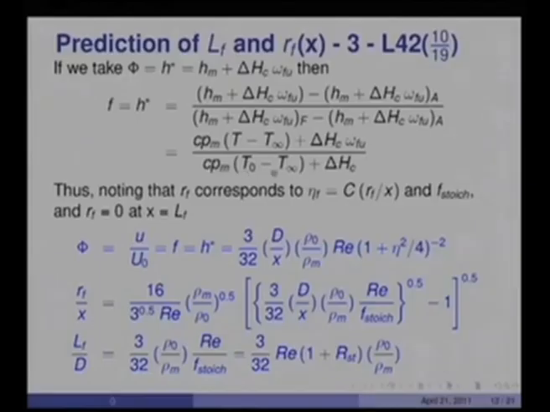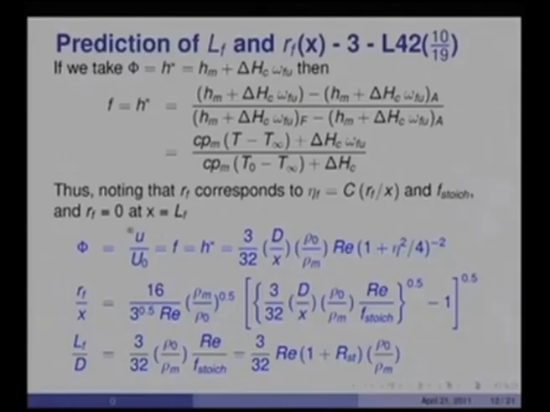C P m T naught minus T infinity again, because in the air stream the temperature is T naught, and in the fuel stream f u is equal to 1. So, you get delta h c here, whereas there is no f u in the air stream. So, delta h c will be 0. So, h m in the fuel stream minus h m in the air stream is C P m T naught minus T infinity.